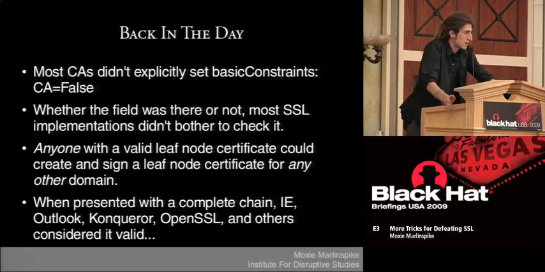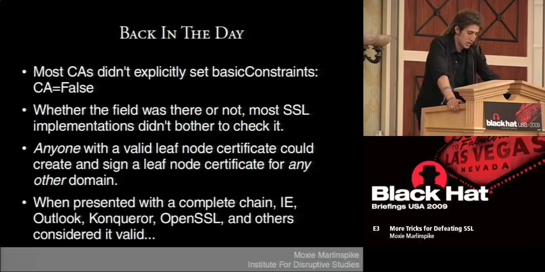And so the upshot of this was that anyone with a valid leaf node certificate could create and sign a leaf node certificate for any other domain. Essentially, your random leaf node certificate was a certificate authority. And when presented with the complete chain, Internet Explorer, Outlook, Konqueror, OpenSSL, many others, all considered it to be valid.